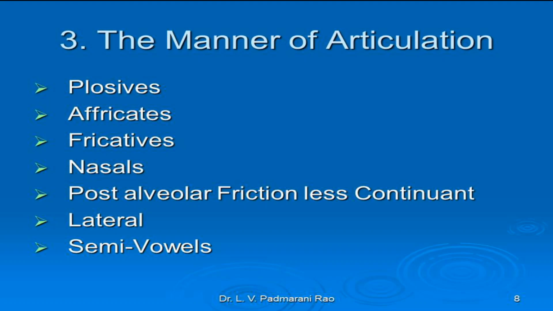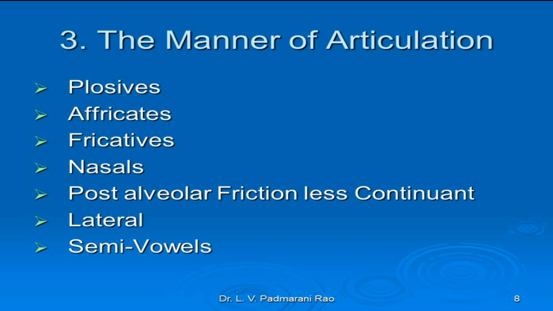But the nasal passage remains open due to the lowering of the soft palate or velum, so that the air coming from the lungs can pass through the nose and not through the mouth. Because the air is passing through the nose, they are called nasals, as we find in the sounds of m, n, ng. The air is passing through the nose. English has got 3 nasal sounds.